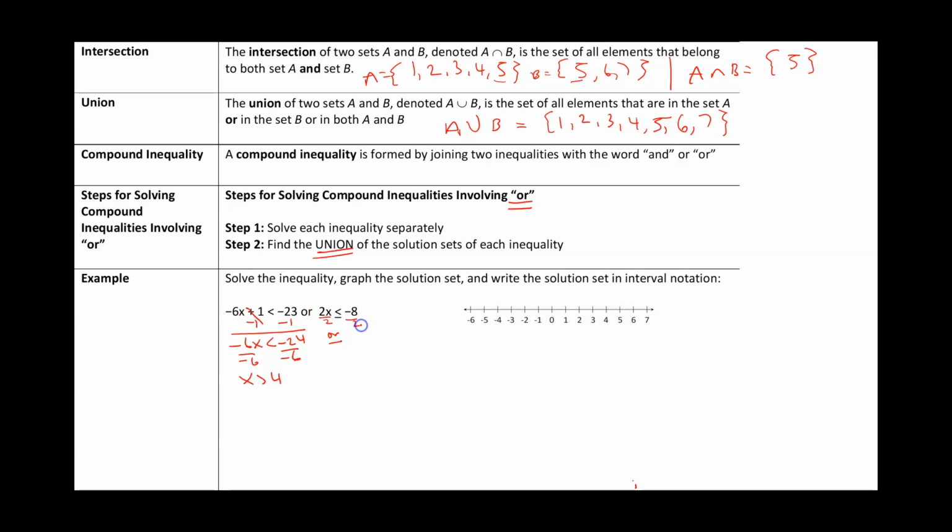To solve this, we simply divide both sides by 2. But this time, because we divided by a positive, the inequality does not reverse. So this becomes x less than or equal to negative 4. Okay, so let's graph this.